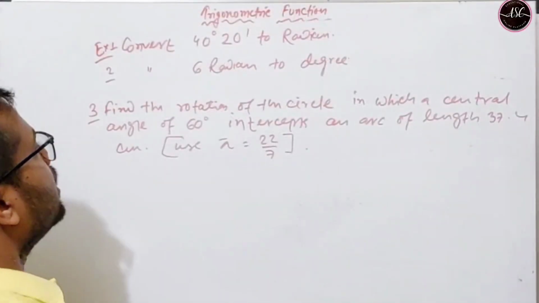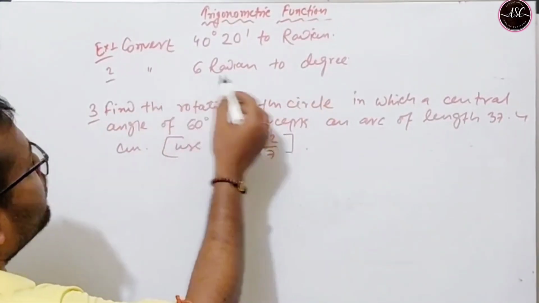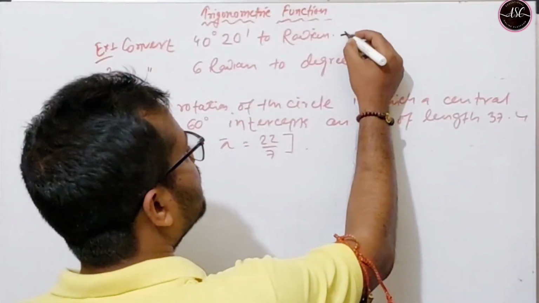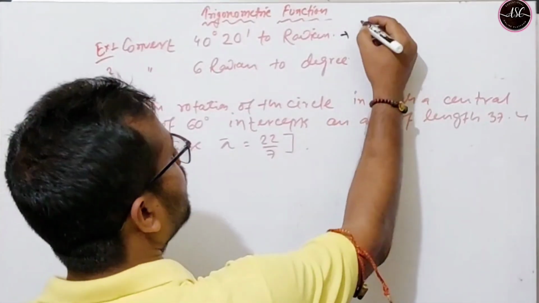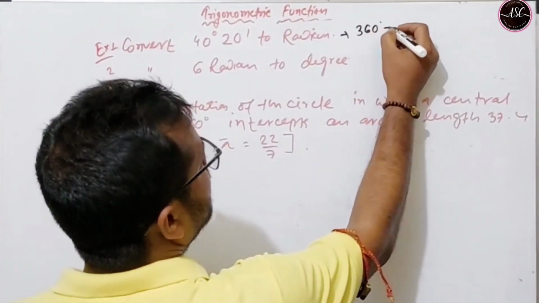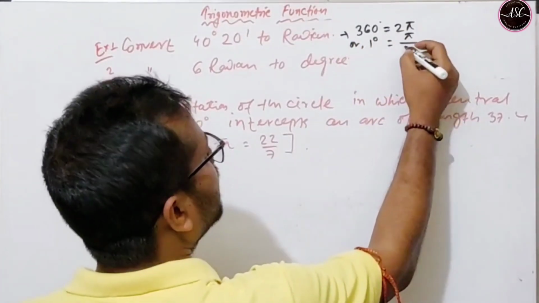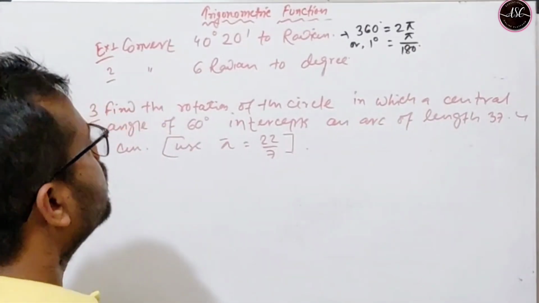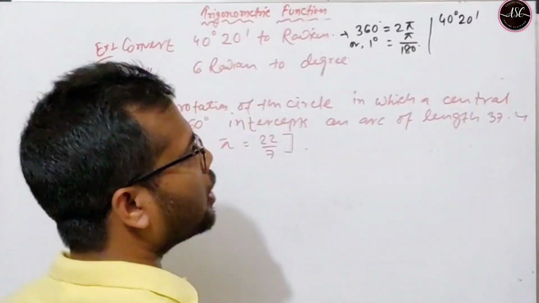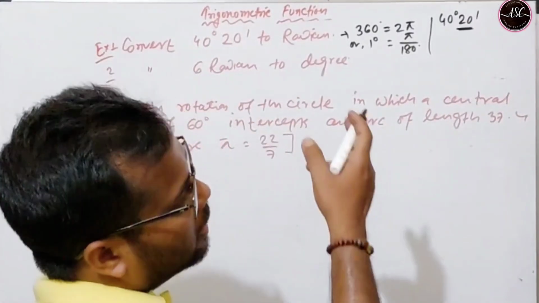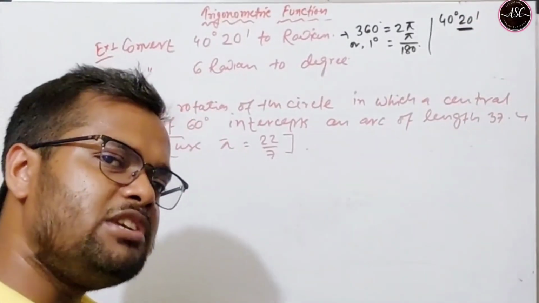Okay, let's now look at this question. Question number 1: convert 40 degree 20 minutes to radian. And second question: convert 6 radian to degree. We have seen from degree to radian, 360 degree equal to 2 pi, or 1 degree equal to pi by 180. Here we have 40 degree 20 minute. First we have to convert the 20 minute to degree. We know 60 minute equal to 1 degree.